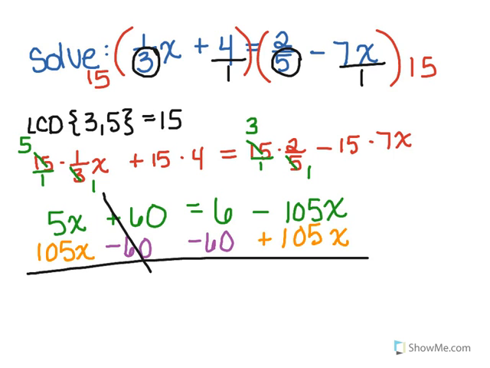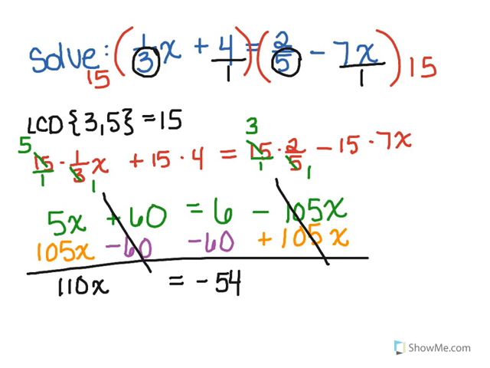So plus 60 minus 60 cancels, and then the negative 105x and positive 105x cancels. And then if I combine the other terms, we get 110x is equal to negative 54. The last step to solve for x, since it's x times 110, would be to divide.